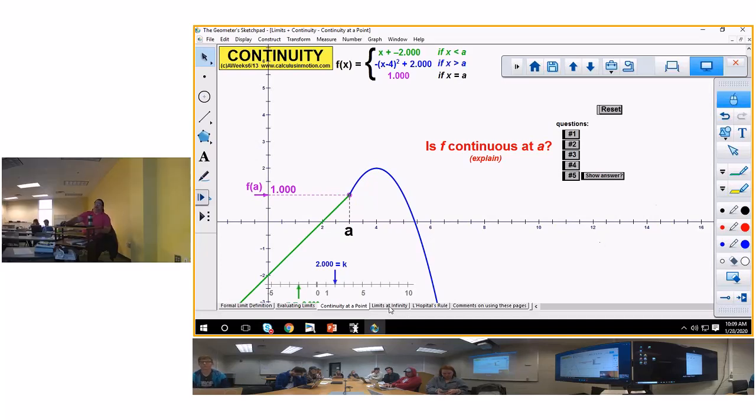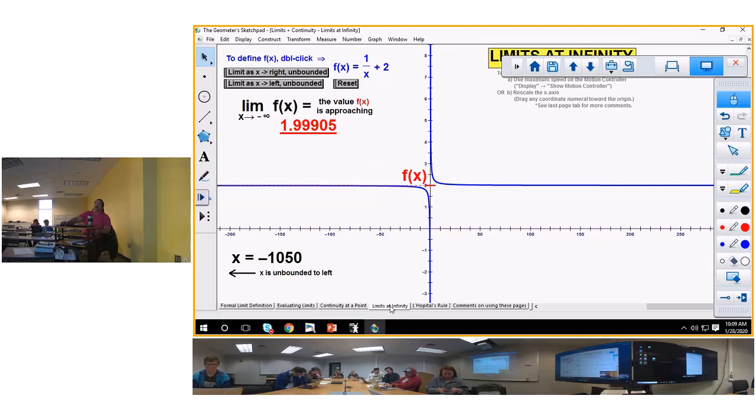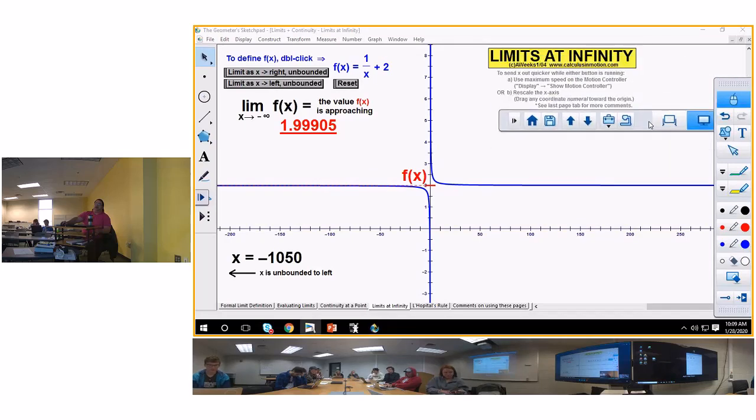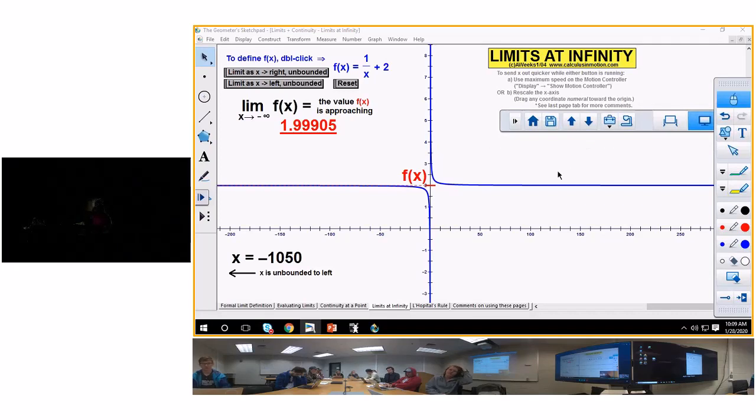Now, there's another question, and that is limits with infinity. This is your vertical and horizontal what? Asymptotes. You don't have any open circles here. Does everybody see that?